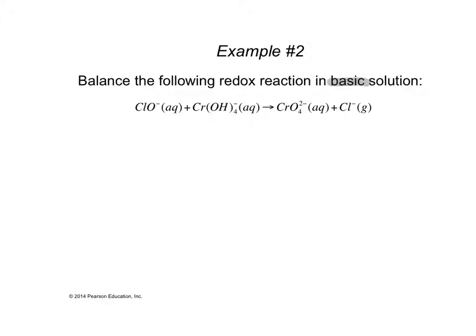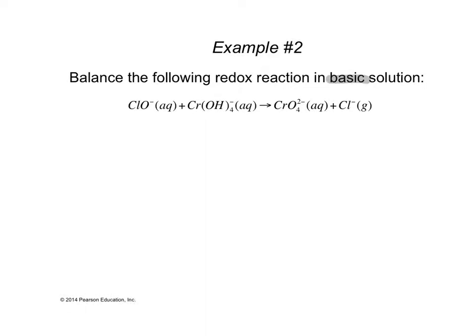We're balancing the following redox reaction, and this is in a basic solution. So the first step is, again, figuring out what's been oxidized and what's been reduced. To do that, we have to assign oxidation states. So we go through and assign oxidation states to all of the atoms in all of the compounds. For example, if we start out with ClO-, who is the more predictable of these two atoms, chlorine or oxygen?